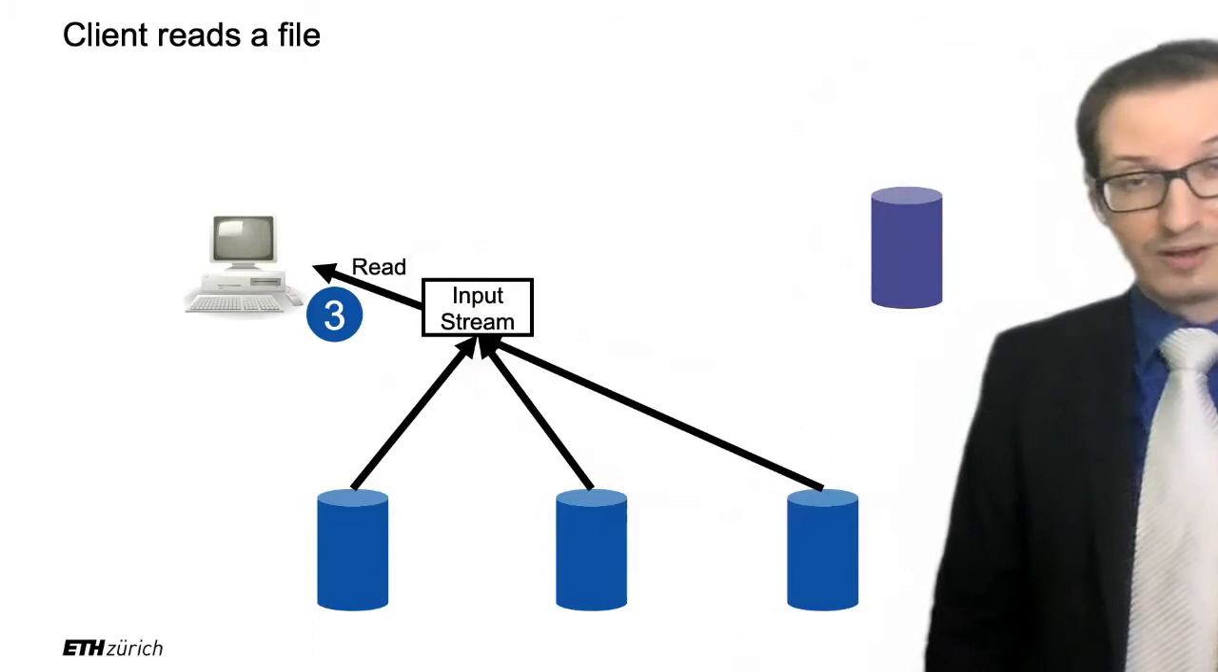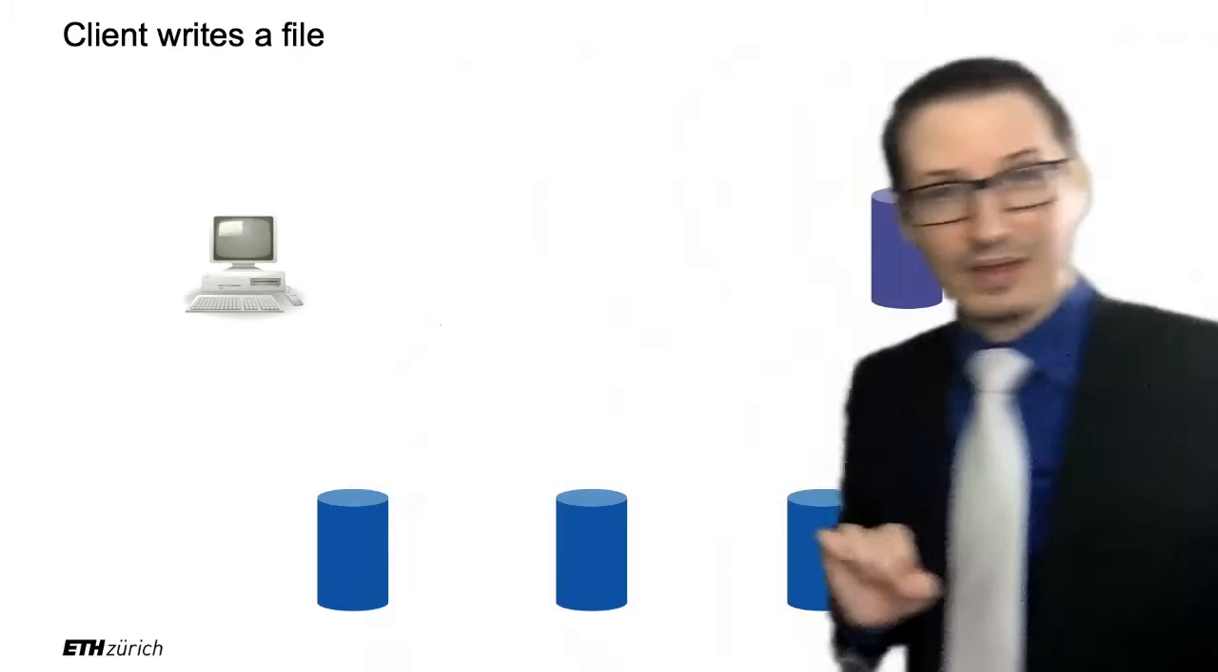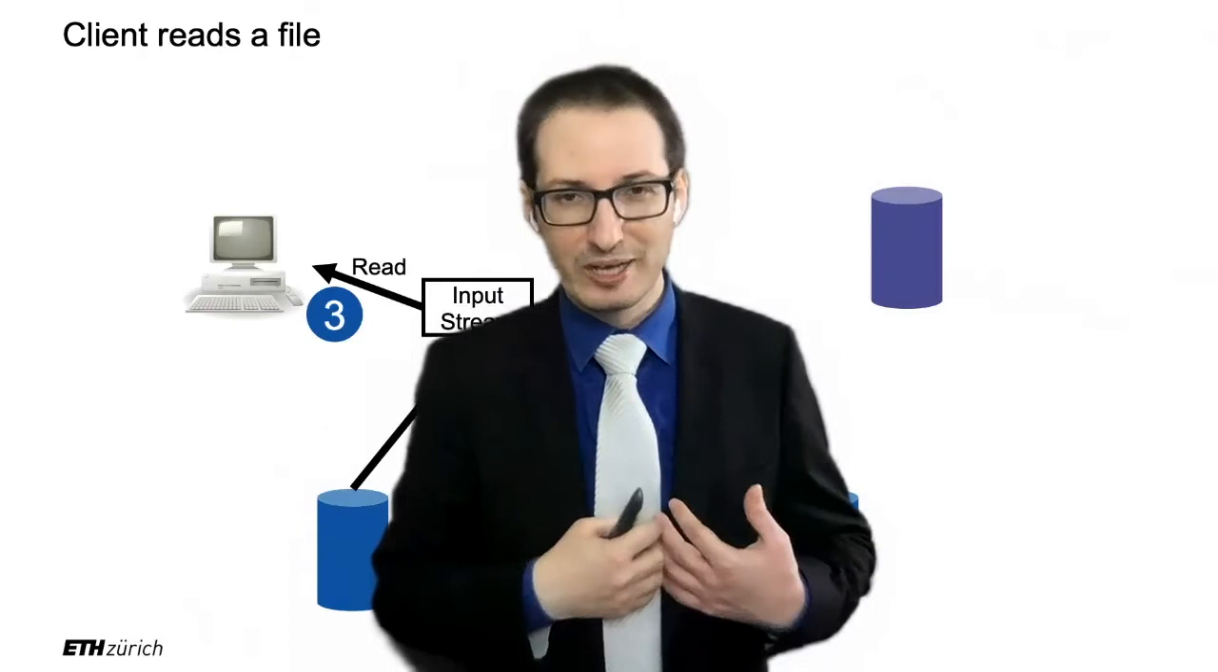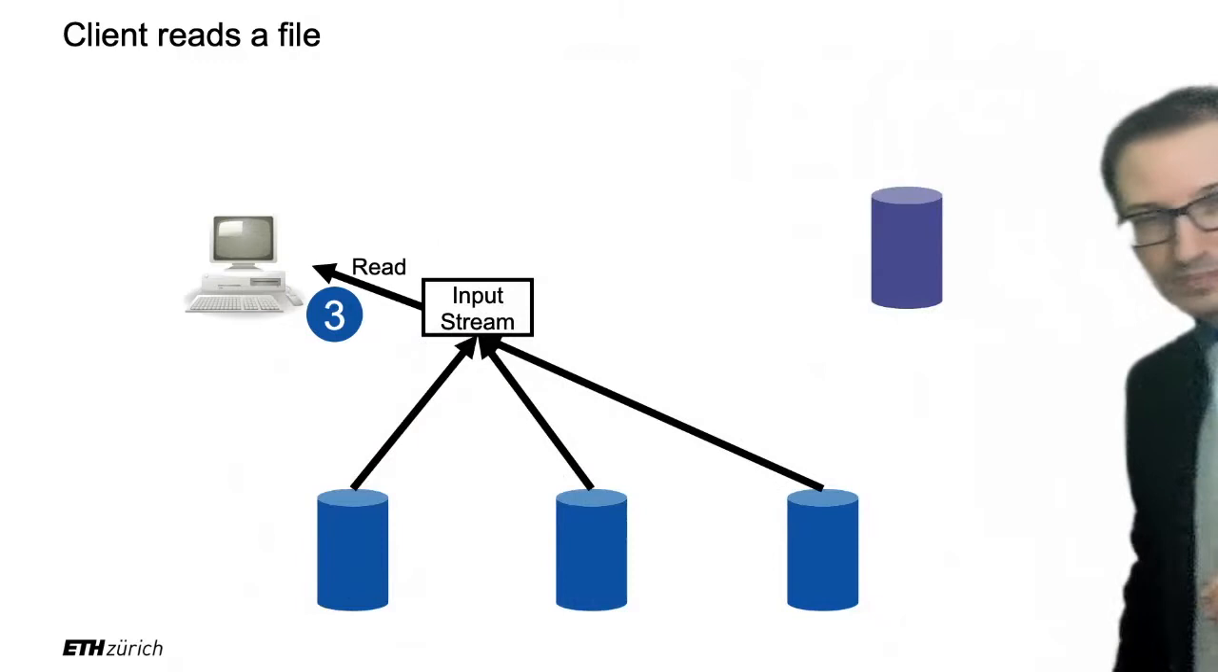So this is, of course, a sequential read. What I'm describing here is a sequential read, right? We will see later, when we use MapReduce and Spark, that we will actually access the blocks in parallel, right? That's the whole point of it. But for now, let's just focus on sequential. So this is for reading a file.